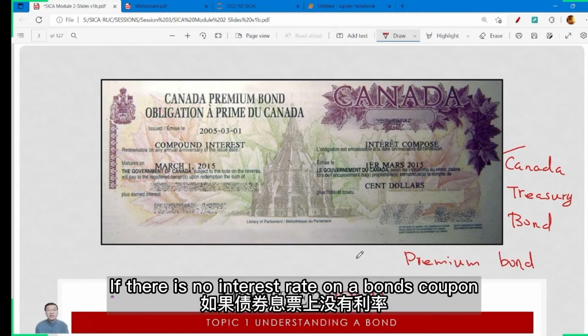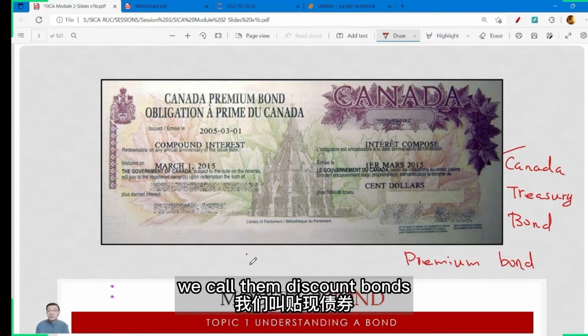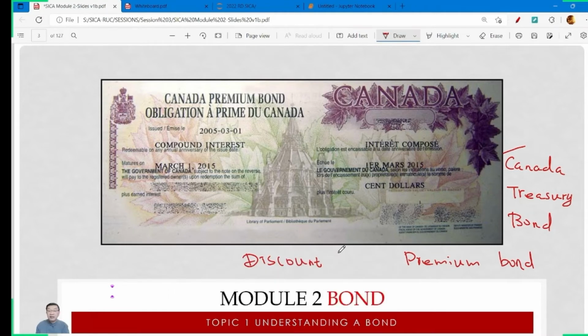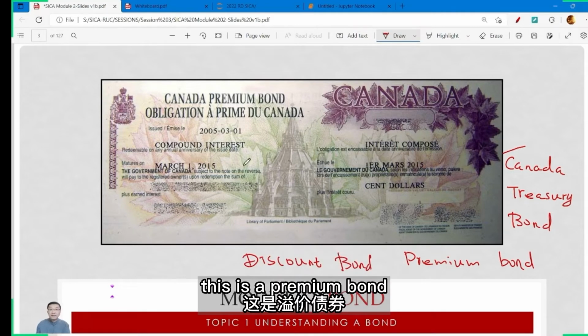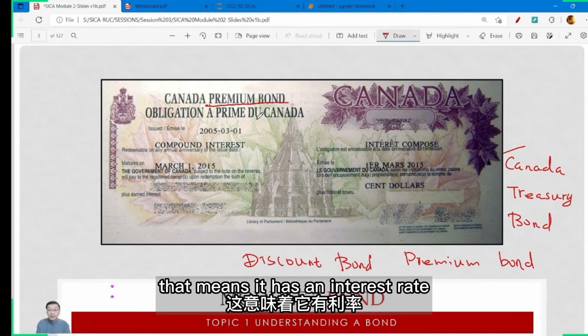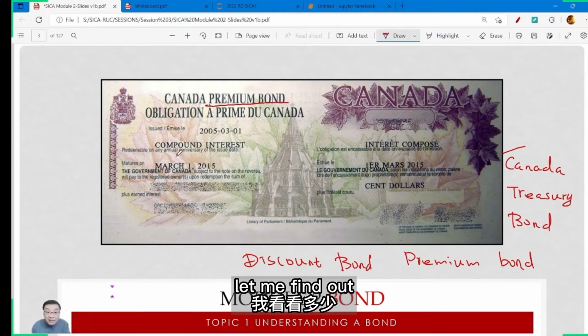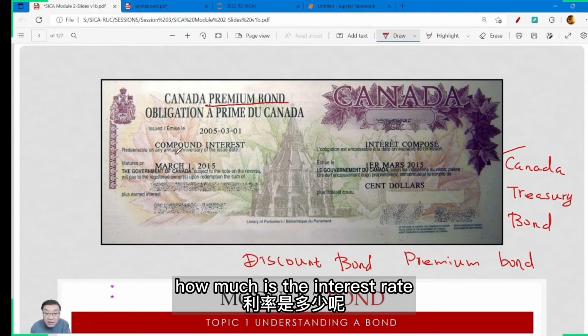If there is no interest rate on a bond's coupon, we call them discount bonds. This is a premium bond, which means it has an interest rate. And the interest rate is, let me find out. How much is the interest rate?